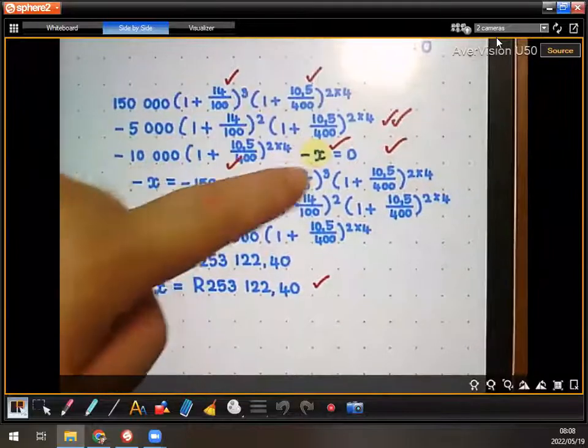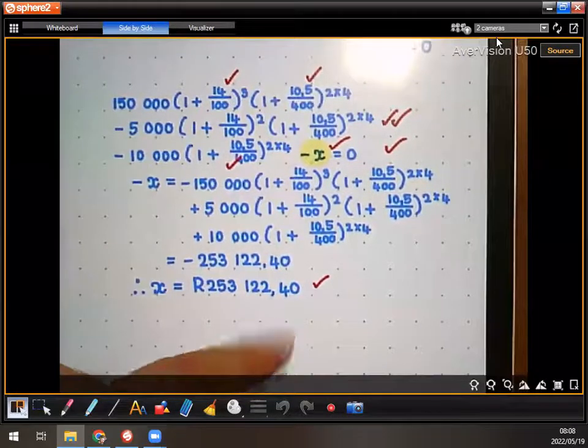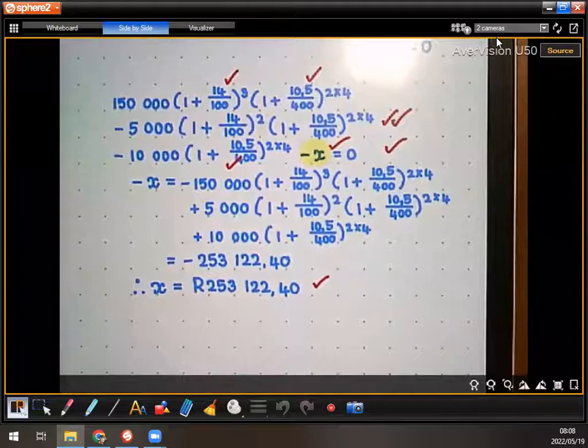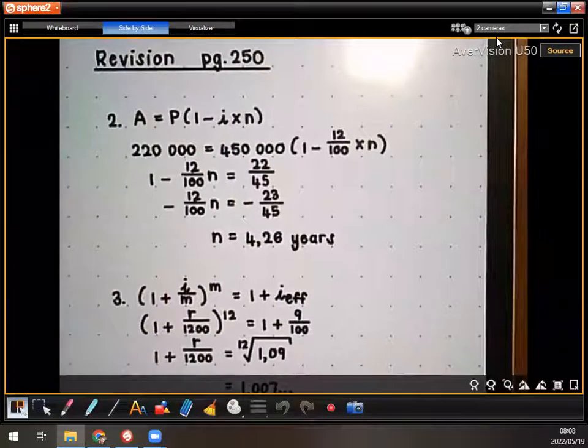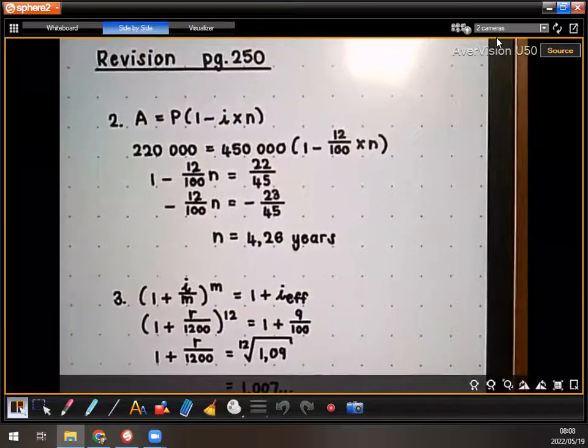No, so you would get 7 for this, and then we'll just do that. Again, let's look at the revision exercise. So question 2 was a depreciation question. So we need to remember that when you are depreciating, it's the minus formula.